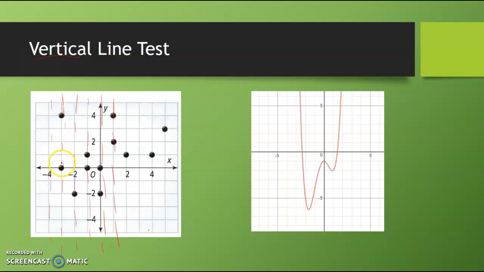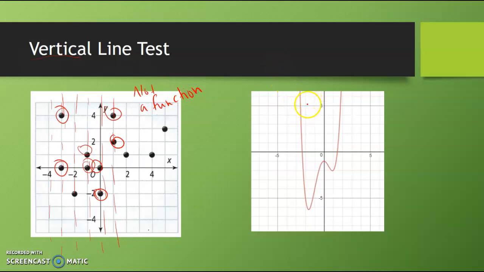So if you notice here at -3, we have two y values. But it also happens here at -1. It happens here at 0. It happens at 1. All it needed to take was one of those instances, and this no longer becomes a function. So this is not a function.